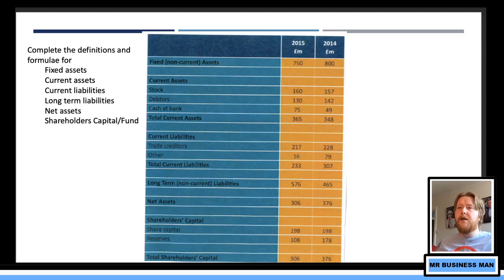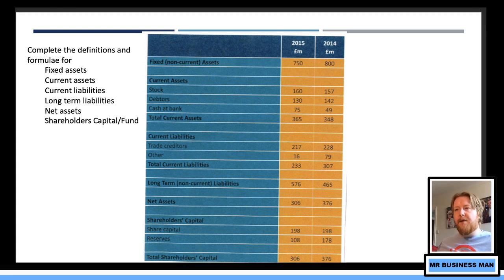It says complete the definitions and formula for these different things. Now this is a balance sheet, and as you can see, we've got two different years. In a normal balance sheet you wouldn't have two years, you'd only have one, either this one or this one. This is just for the purposes of comparing them with each other.